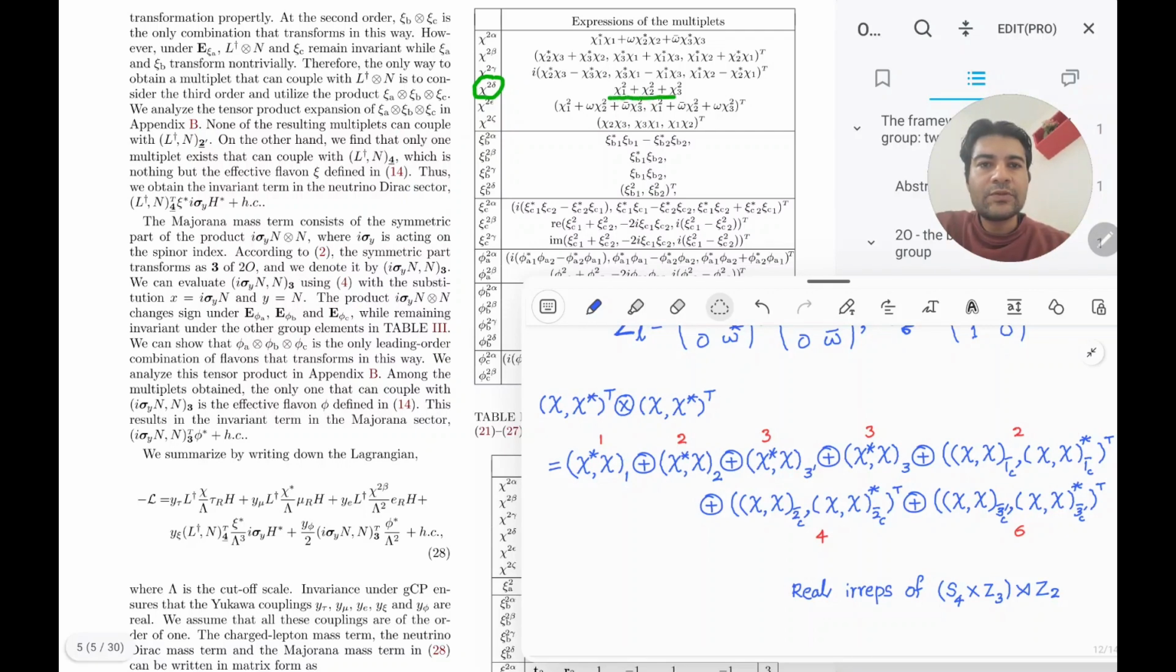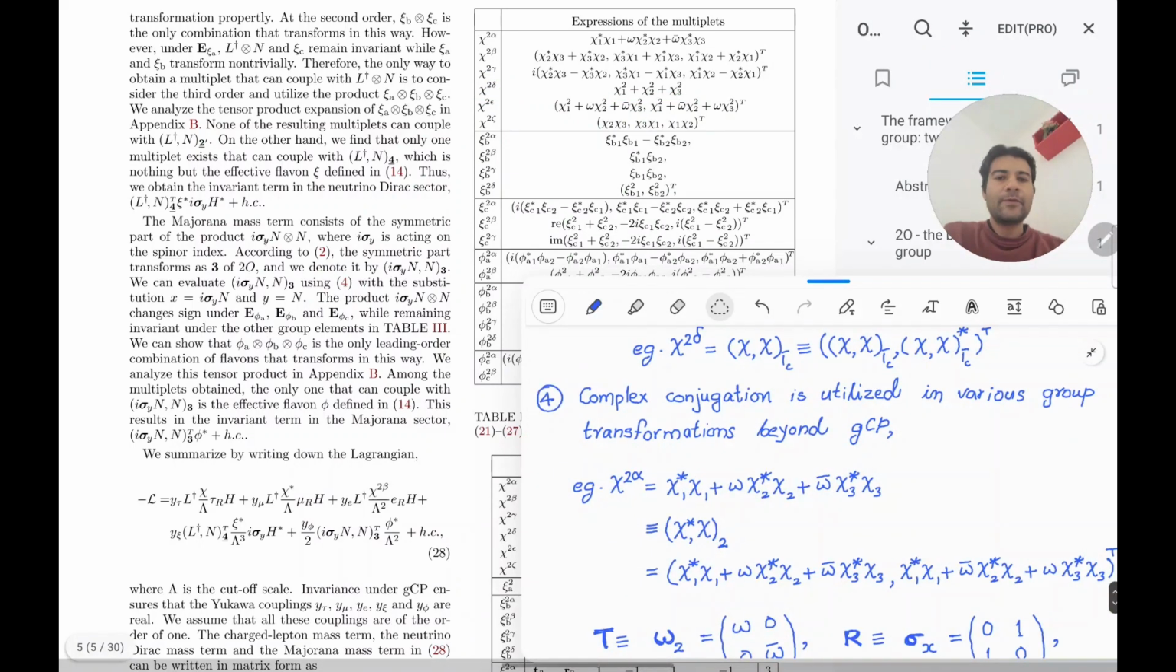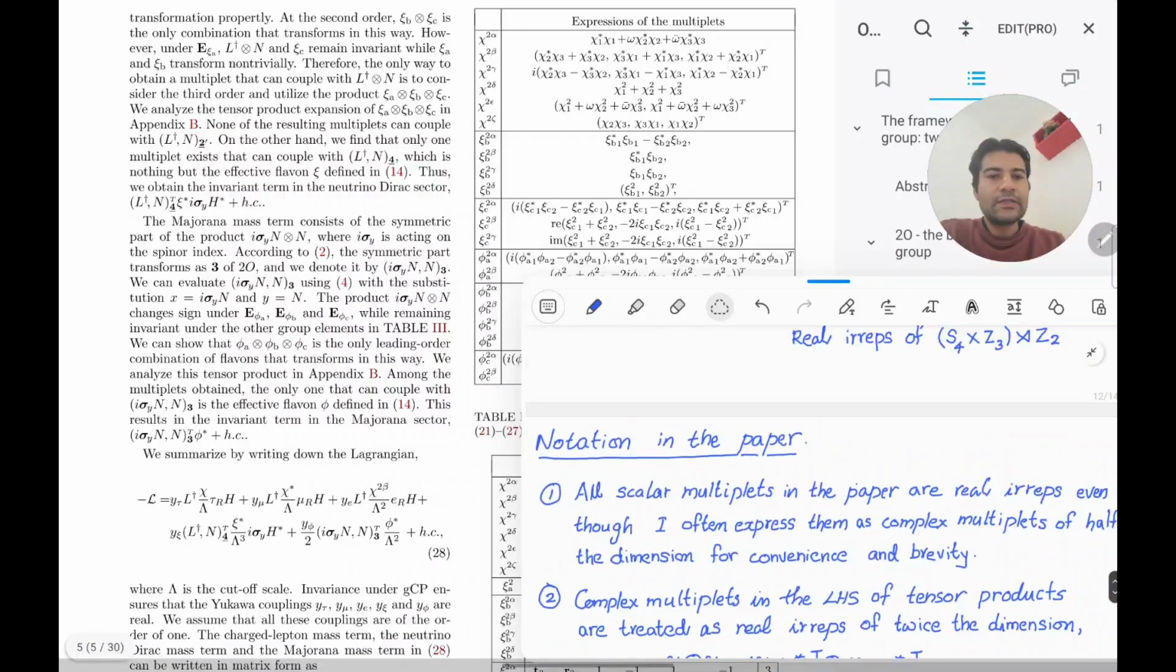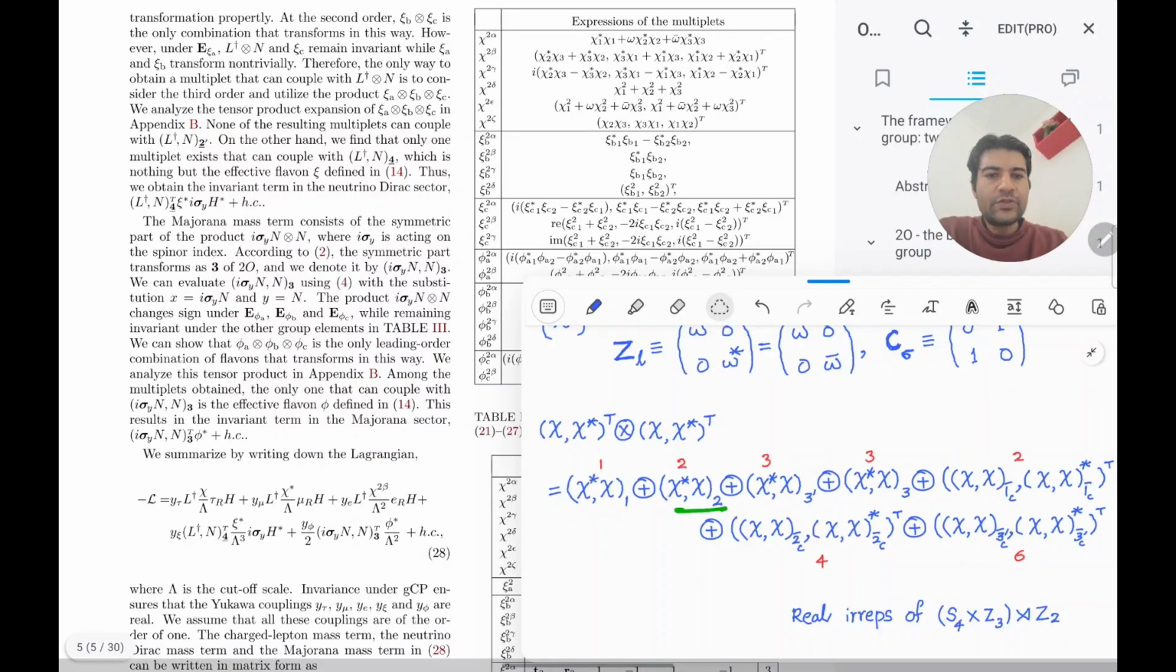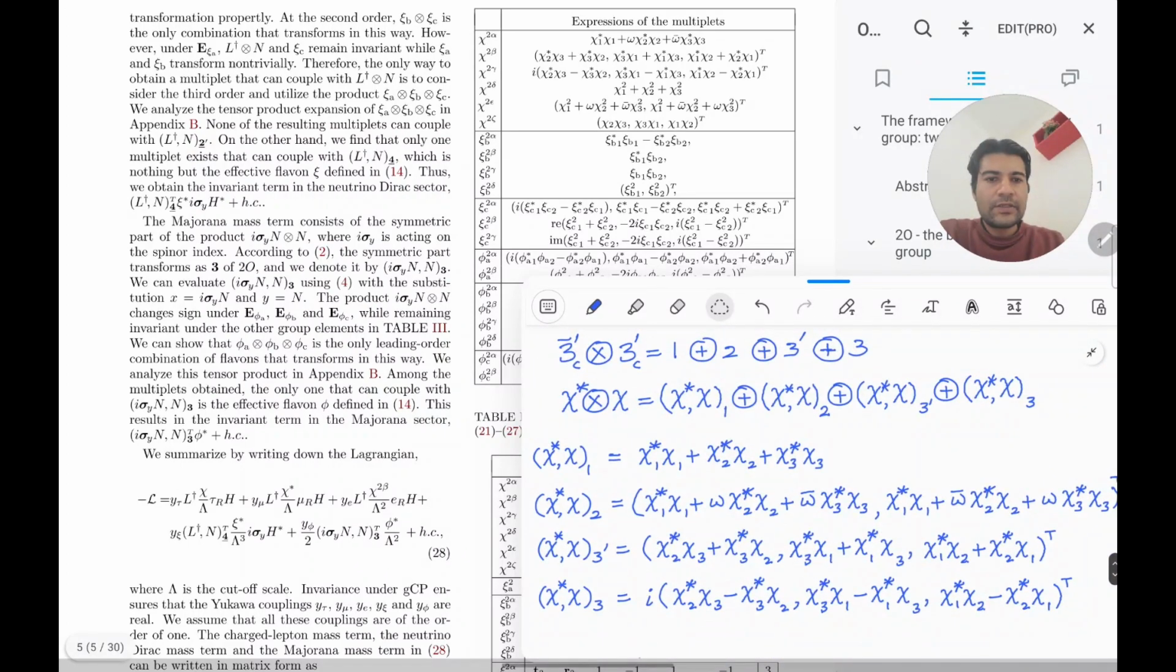So chi 1 square plus chi 2 square plus chi 3 square. This is nothing but chi chi 1c bar. So I am not writing the second component. I adopt this notation. This is also for brevity and convenience. And the final point, which is an important point, is that complex conjugation is utilized in various group transformations beyond generalized CP. So let's look at this object, chi star chi 2. This is a real doublet, okay, and its expression is given here.